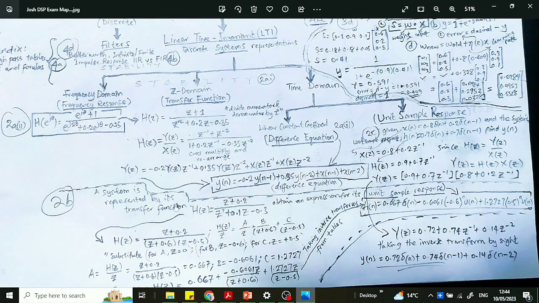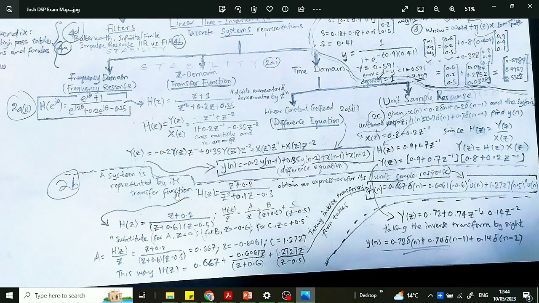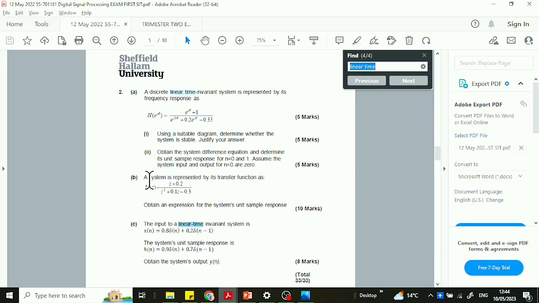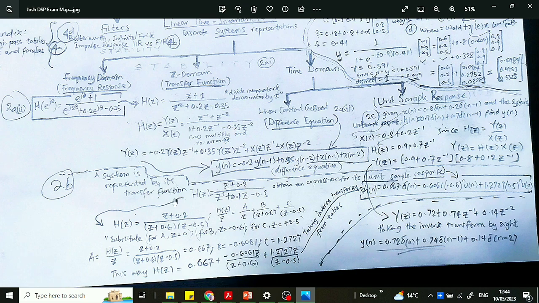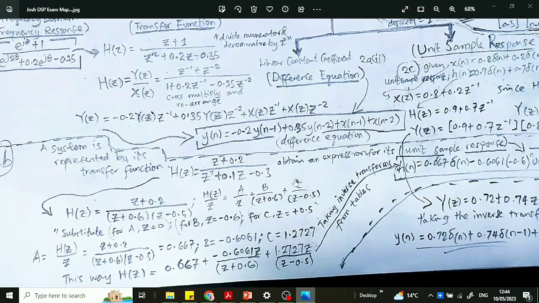So let's go to 2b. A system is represented by its transfer function. Okay, what is transfer function? Z domain. You see, 2b. A system is represented by its transfer function, which is this, is Z domain. Okay, so we're using the real life examples to touch on it. So where is the transfer function? This is it. Okay, obtain an expression for its unit sample response.